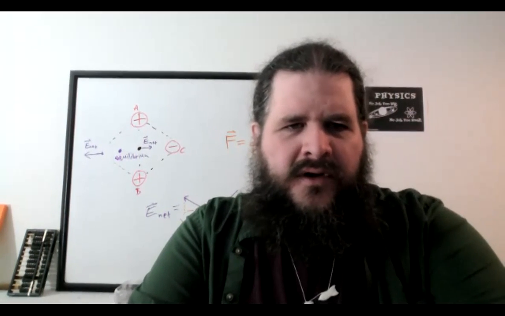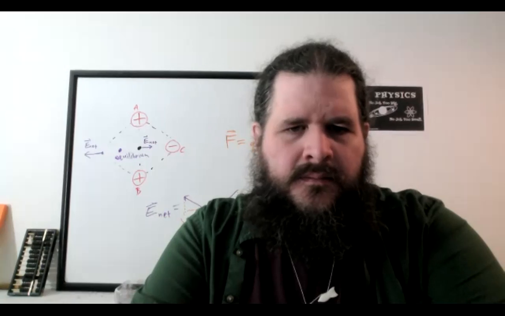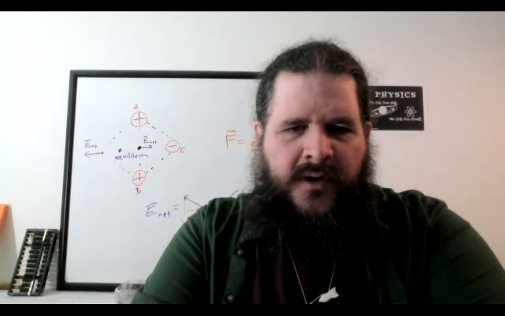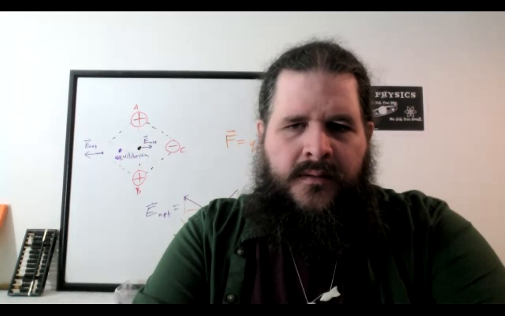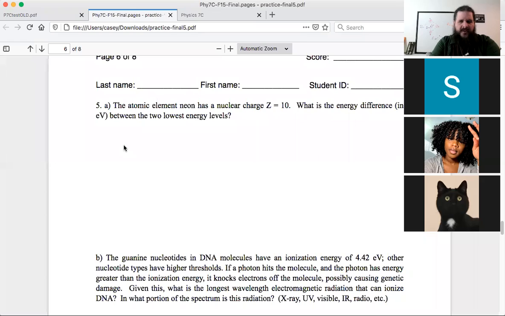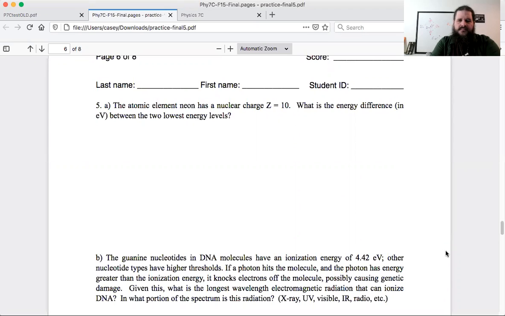Yeah, actually, let's take a look at maybe 5 and 6 from this one, because it looks like those are both about the quantum energy stuff. So here we've got neon, nuclear charge Z equals 10. We want to know the energy difference between the lowest energy levels.